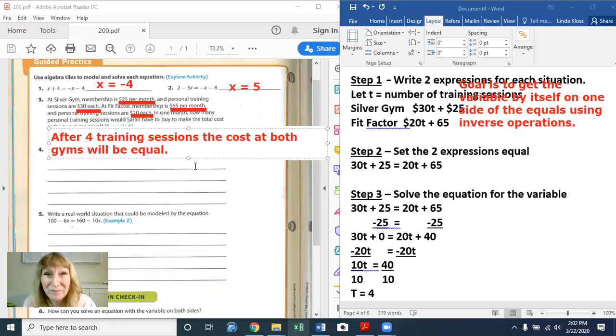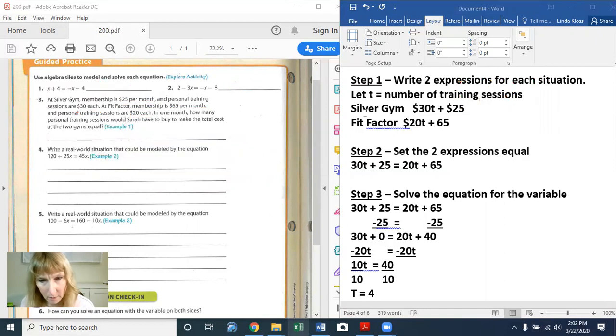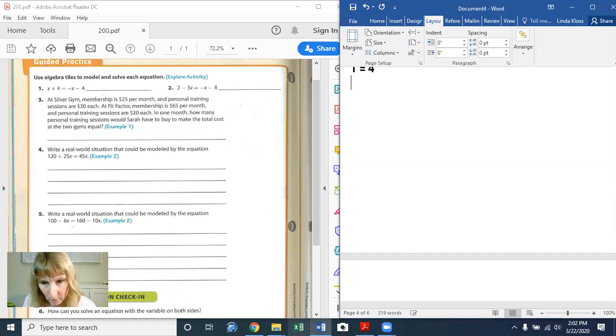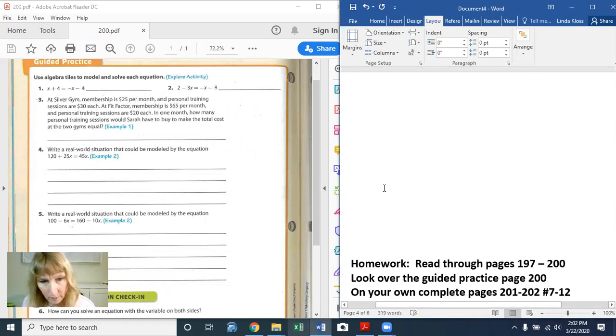Okay, feel free to pause the video as needed and then come back and we're going to do the last few problems. I'm going to clear all my drawings and slide it down here to a fresh page.